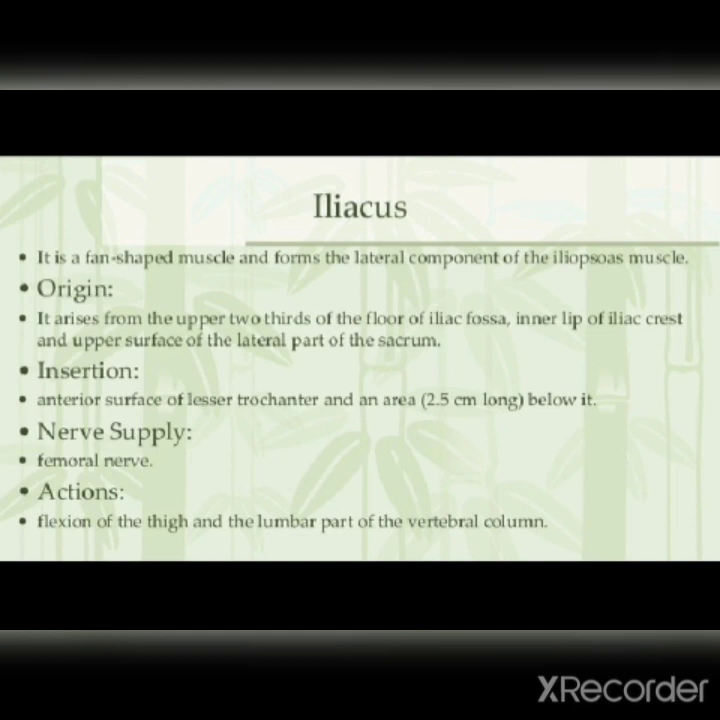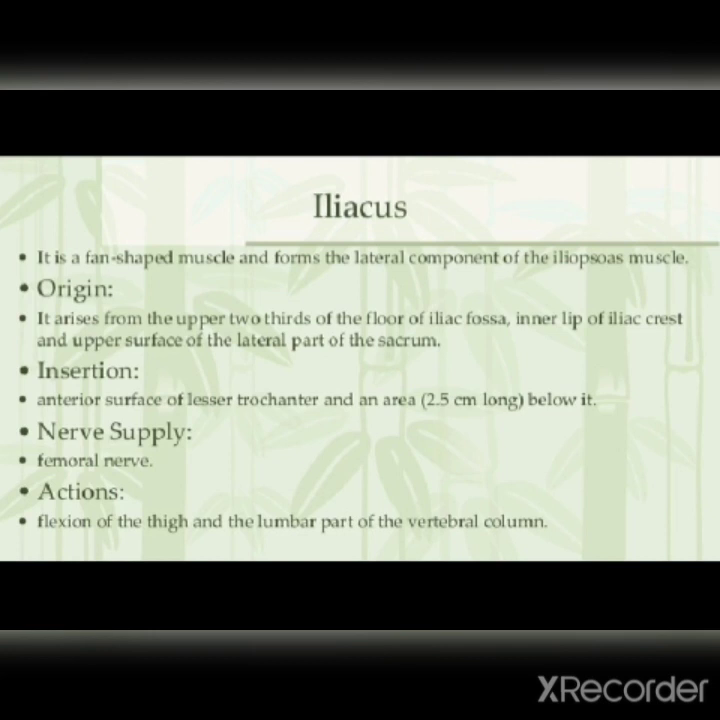Nerve supply is by the femoral nerve. Actions: flexion of the thigh and lumbar part of the vertebral column. The iliacus causes flexion of the thigh and the lumbar part of the vertebral column along with the psoas major.